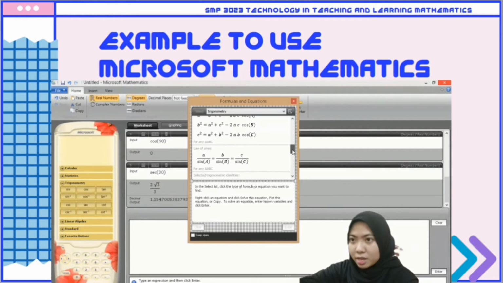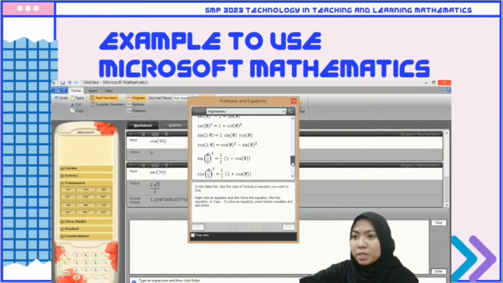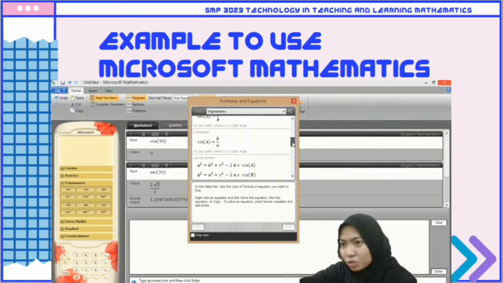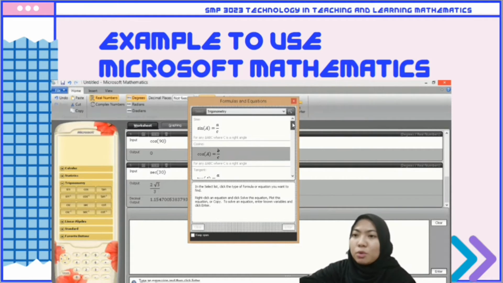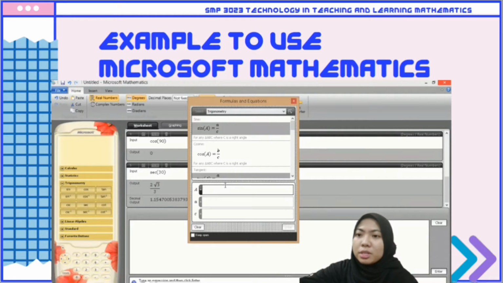There are law of sines, basics of trigonometry. So let's try the sine formula. Sine A equals A over C. So let's try A equal to 3 and C equal to 5. Then we will get the answer here.